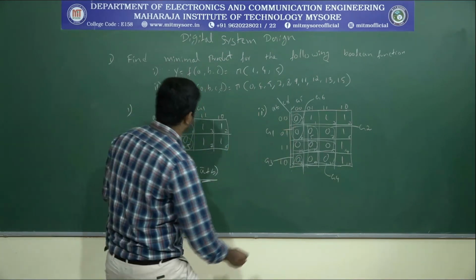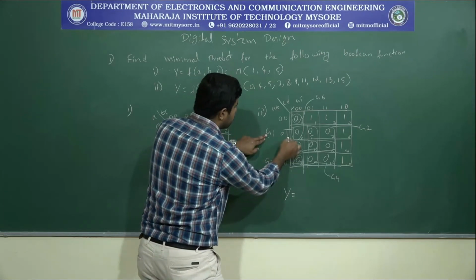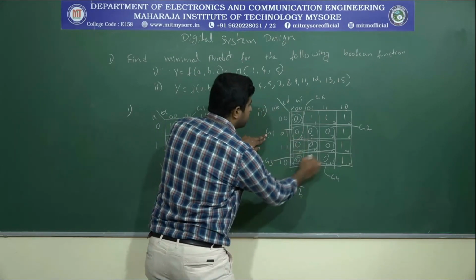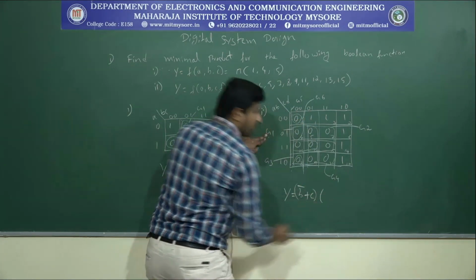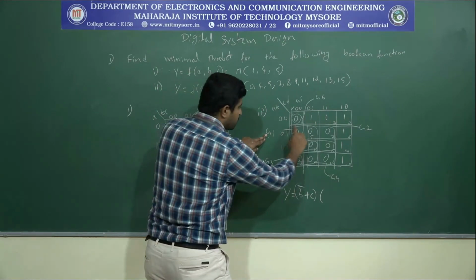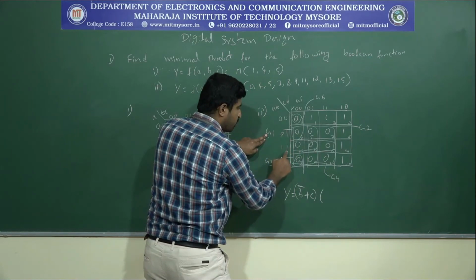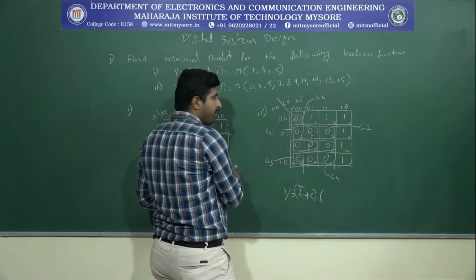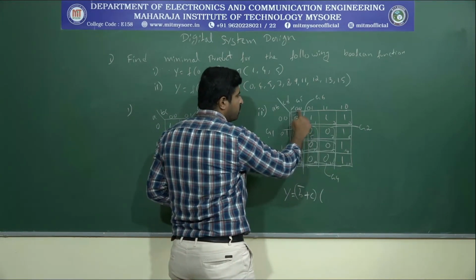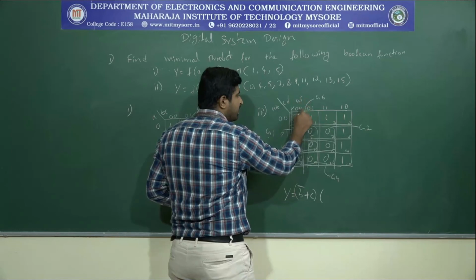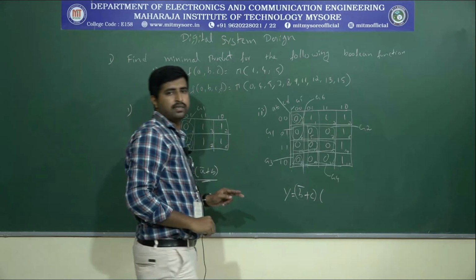So let's write the simplified expression Y equals, for group 1, B bar plus C. Hope you can understand. This is the group 4, 5, 12, 13. When you look at 0, 1, 1, 1, A changes, so it won't appear. B is equal to 1, so B bar. Next, for these two, 0, 0, 1, 0, D changes, so D won't appear, and C is 0, so that's why C.